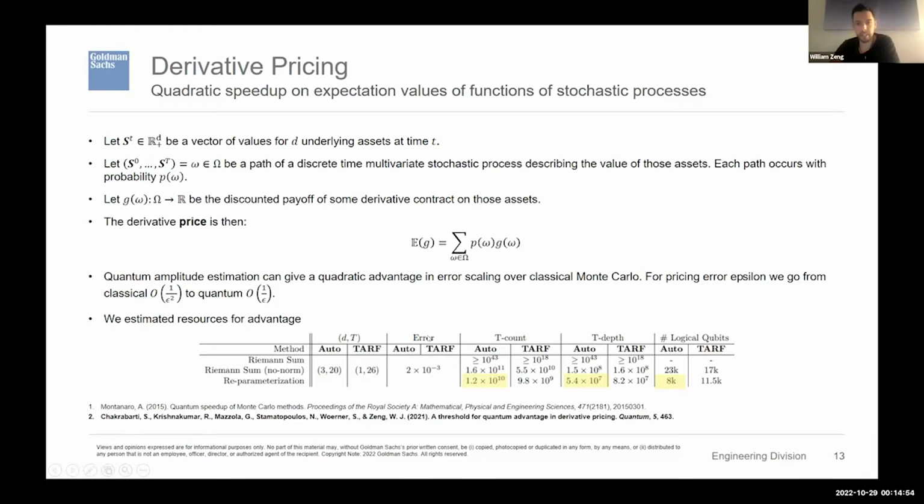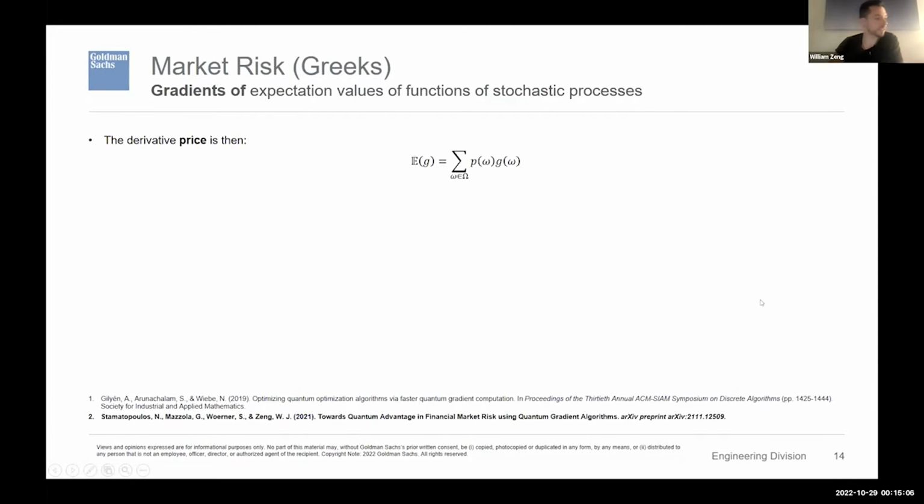And incidentally, I actually had a blog post about a month ago where these were by hand estimates. We now have a Q# implementation where we refine these a little bit more. All right, so we're on time. Great.